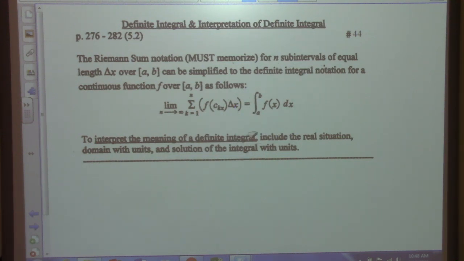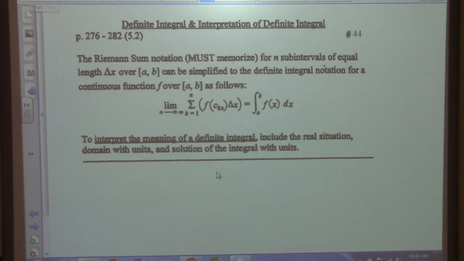So what it is, if you take a Riemann sum and make these rectangles infinitesimally skinny and have an infinite number of them, that ends up being the same as the actual area. So conceptually, that's what it is. And then it says here, the domain with units, solution of the integral with units.